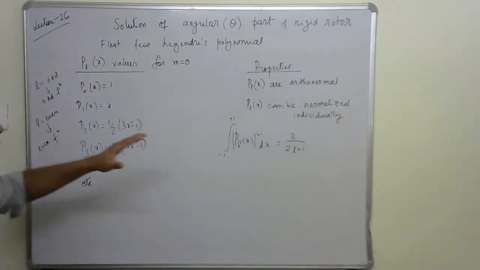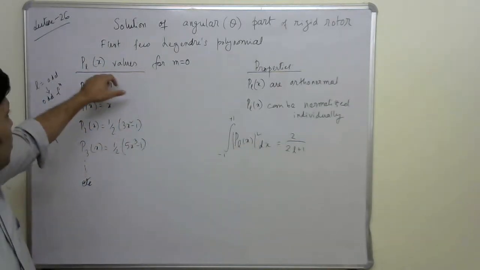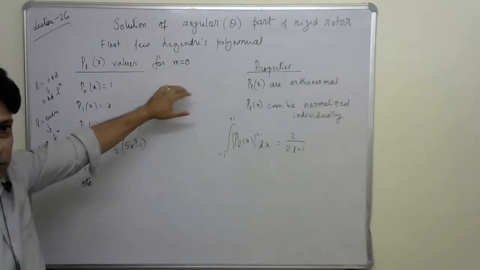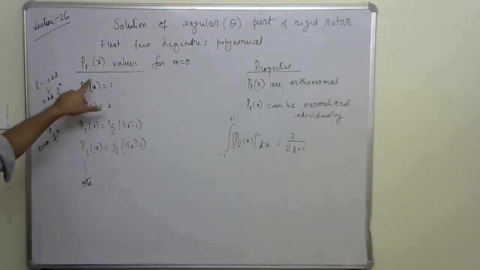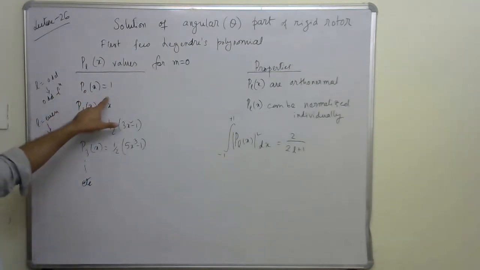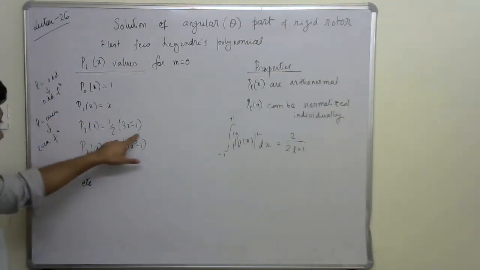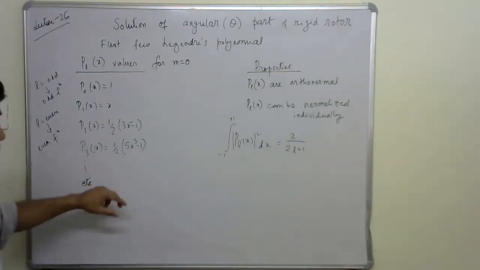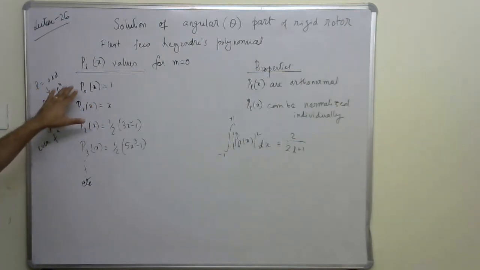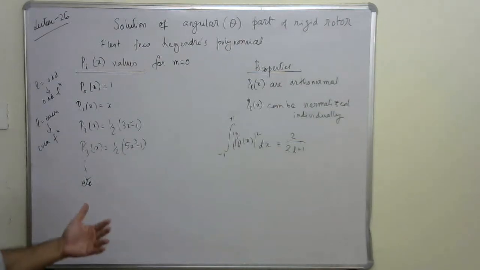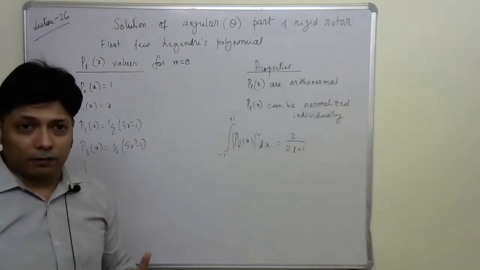Here I have written down the first few expressions for the Legendre's polynomial. It is defined for m equal to 0. Whatever P_l(x) values we get, those are called Legendre's polynomials. When l is 0, P_0(x) is 1, unity. When l is 1, P_1(x) is x, followed by this, and then this. It's interesting that for odd l the Legendre's polynomial becomes an odd function, and for even l it becomes an even function.